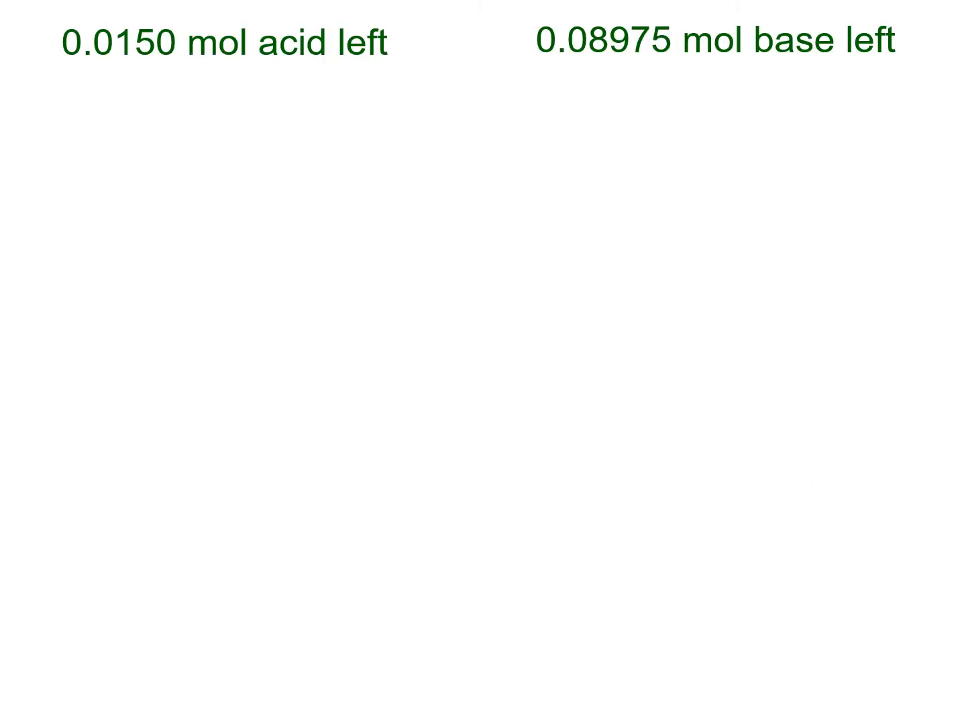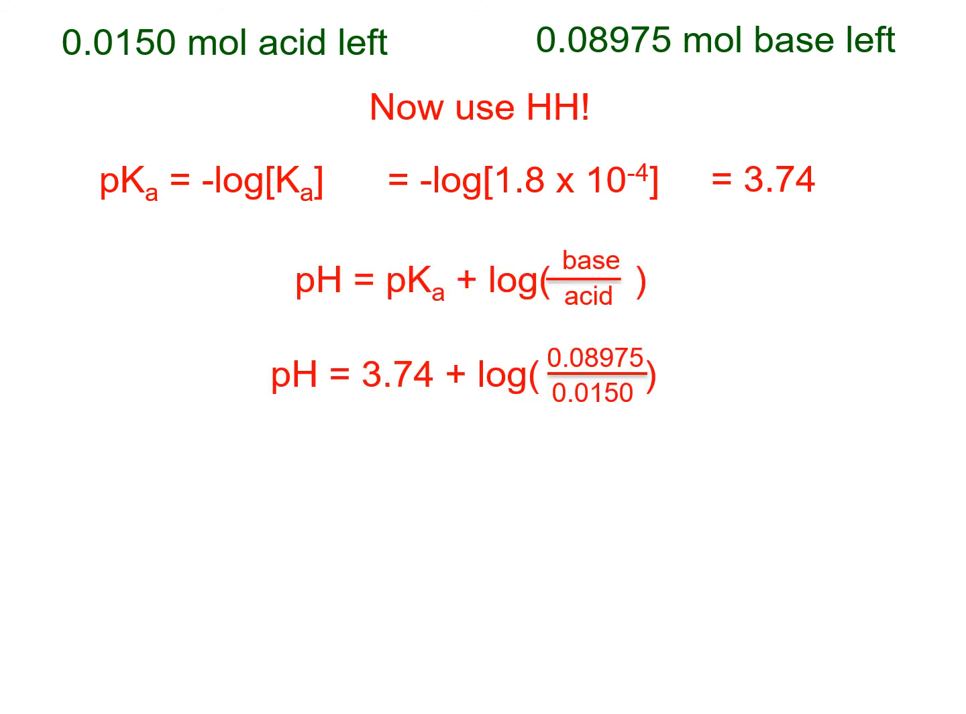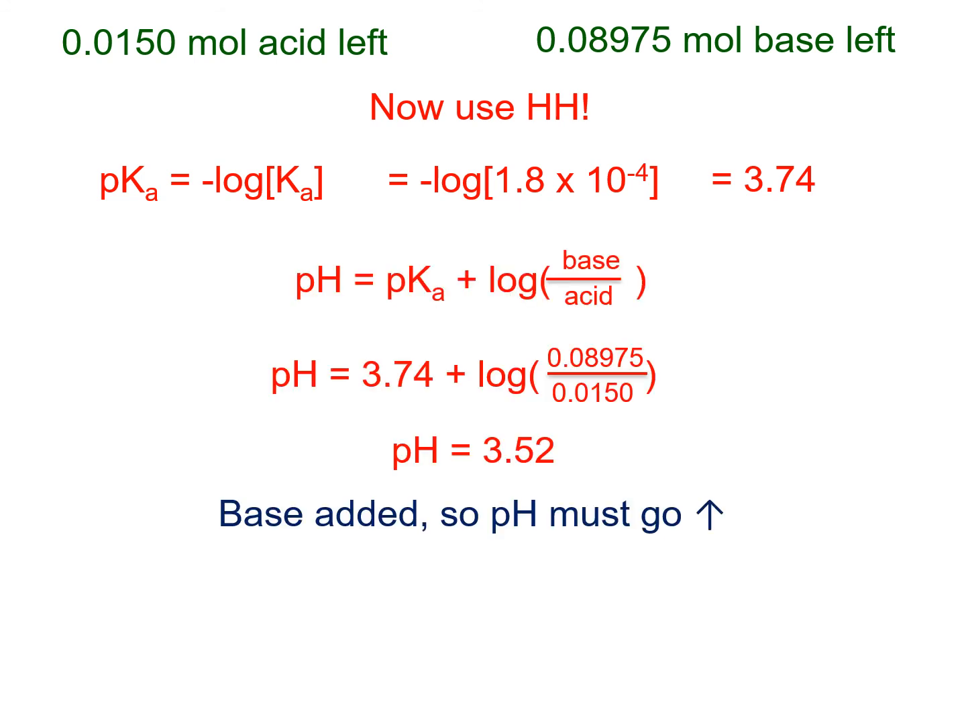Once I have my moles of acid and base, I can go ahead and use Henderson-Hasselbalch again. So I already calculated my Ka, or my pKa, from the last question. I can go ahead and put in my moles to get my new pH. I'd expect my pH to go up because I have added base to this question.